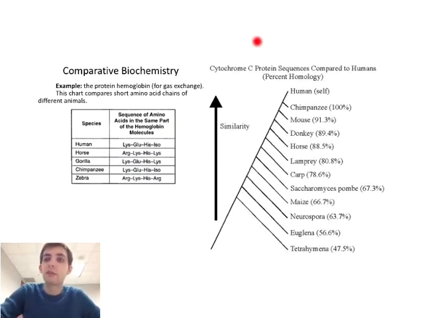Same thing with cytochrome C, which we find in aerobic respiration. It's a protein in aerobic organisms. You can see a cladogram. We'll talk about that later, but you can see how different organisms are separated according to their protein sequences of cytochrome C. Humans and chimpanzees are 100% identical. Humans and mice are 91.3, and so forth. These euglenas are very distantly related from humans in terms of cytochrome C.